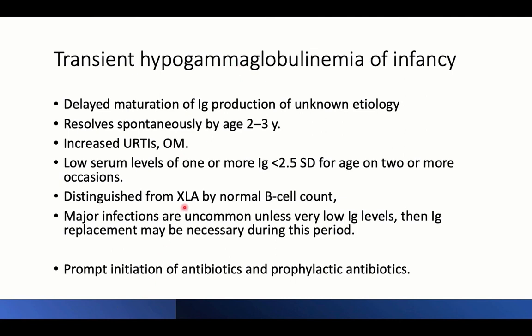This benign entity can be distinguished from the more severe entity of X-linked agammaglobulinemia by having a normal B cell count. Here we have just immunoglobulin deficiency rather than the B cell deficiency that occurs in X-linked agammaglobulinemia, and both of these entities present early in life. Beyond 6 months of life, after waning of the maternal antibodies, a child presents with recurrent infections with encapsulated bacteria in the form of otitis media, pneumonia, sinusitis, and so on.